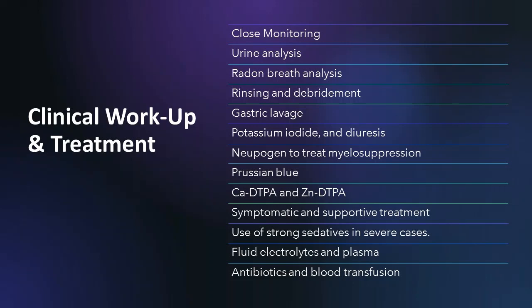Finally, the symptomatic and supportive treatment is required for the cardiovascular and central nervous system sickness. Management of shock, oxygen therapy, pain, anxiety, and convulsions controlled by strong sedatives in severe cases. For gastrointestinal sickness, the therapy will be required according to the severity of the symptoms. Antiemetics, a bland diet, fluid electrolytes, and plasma may be required according to the clinical condition of the affected individual.